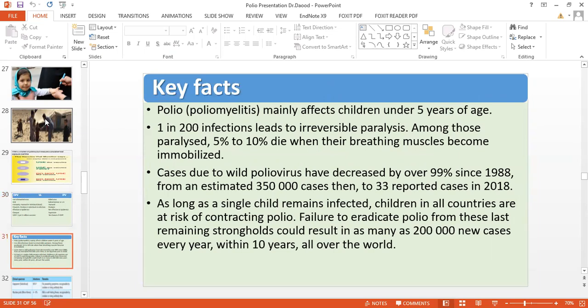Poliomyelitis affects children under 5 years old. 1 in 200 infections leads to irreversible paralysis. Among those paralyzed, 5 to 10% die from breathing problems. Cases due to wild poliovirus have decreased by over 99% since 1988, from 350,000 cases to only 33 reported cases in 2018. As long as a single child remains infected, children in all countries are at risk of polio. That's why we focus on collaborative efforts. Failure to eradicate it from these last remaining strongholds would result in as many as 200,000 new cases every year within 10 years all over the world.